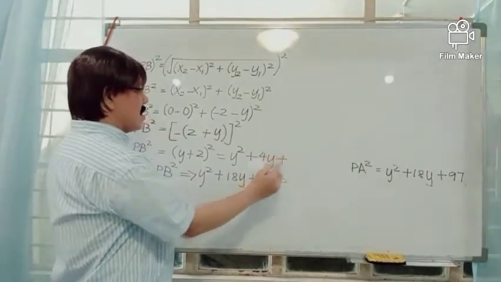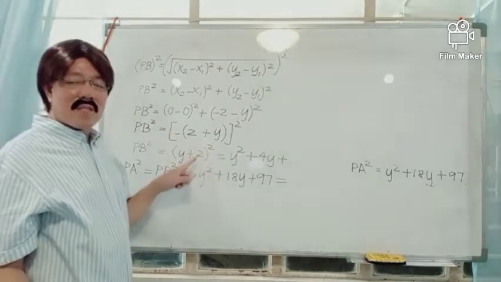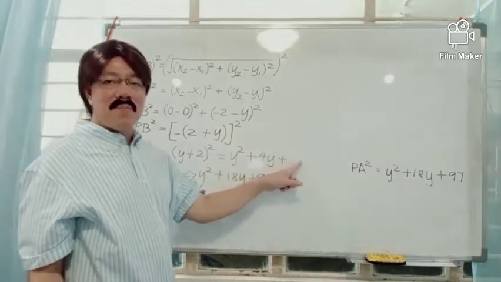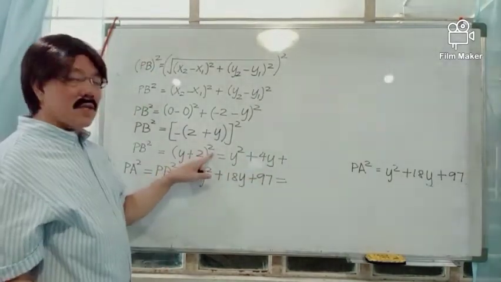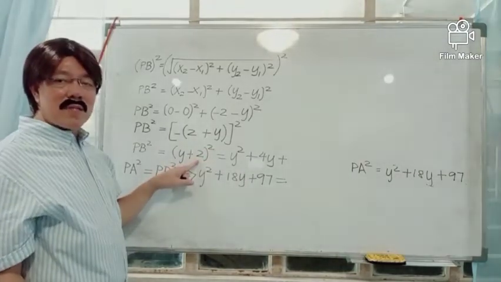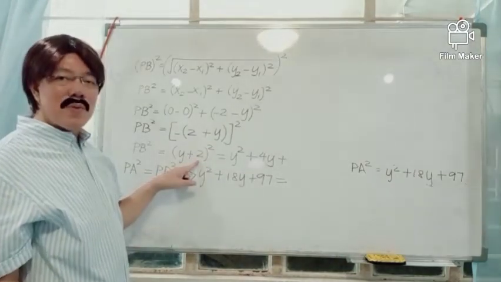And the last term is for the square of a sum or difference. The last term is always positive. And it's equal to the square of this second term in this binomial. The square of 2 is 4.